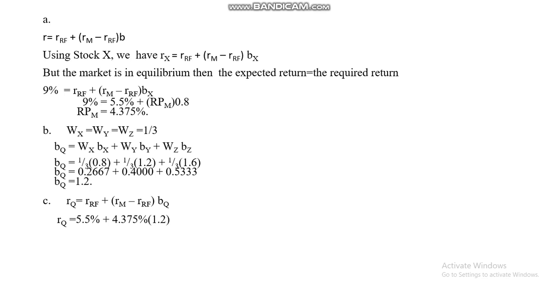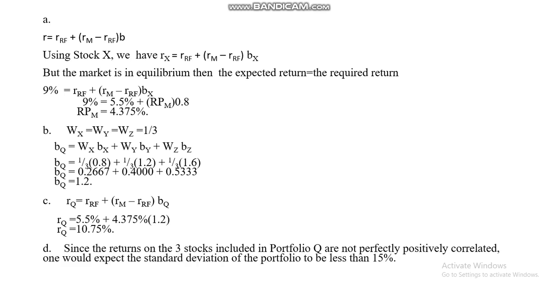Okay? In this exercise, the stocks are correlated. The correlation coefficient is between 0 and 1. They are not perfectly correlated. Perfectly correlated means the coefficient of correlation equals 1. Not perfectly correlated, then the coefficient of correlation is between 0 and 1. And for this reason, the risk of portfolio Q is less than 15%.